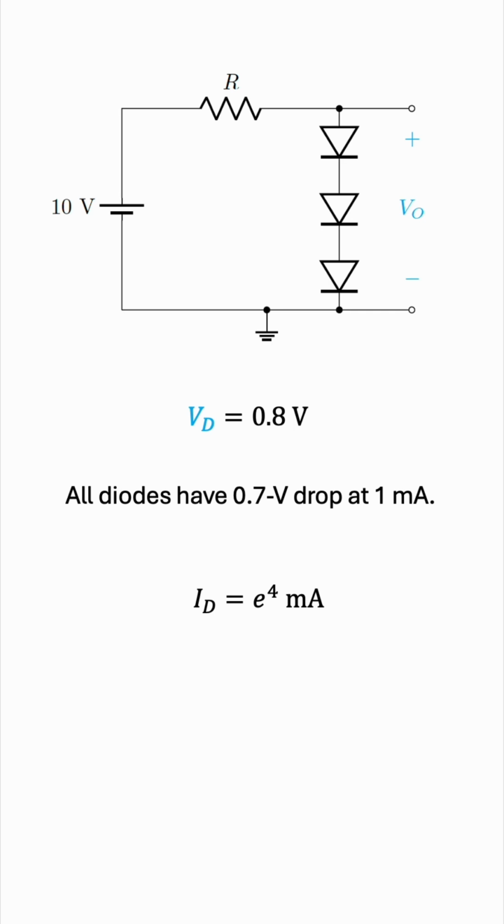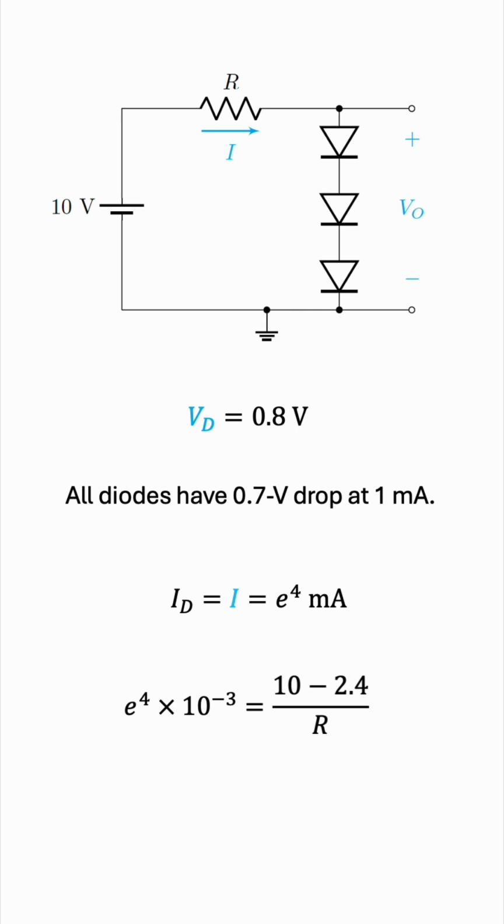Remember, the question was to find a value for R, hence designing the circuit. This comes down to the fact that this ID, the current through each of the diodes, is the same as I, the current through the resistor, since it's in series with all diodes. By Ohm's law, we know that this I is the voltage across the resistor, 10 minus VO, over the resistance. VO, remember, was 2.4 volts, and I is this e to the 4 milliamperes we just found. 10 minus 2.4 is 7.6, and we now have a simple equation to solve for R.